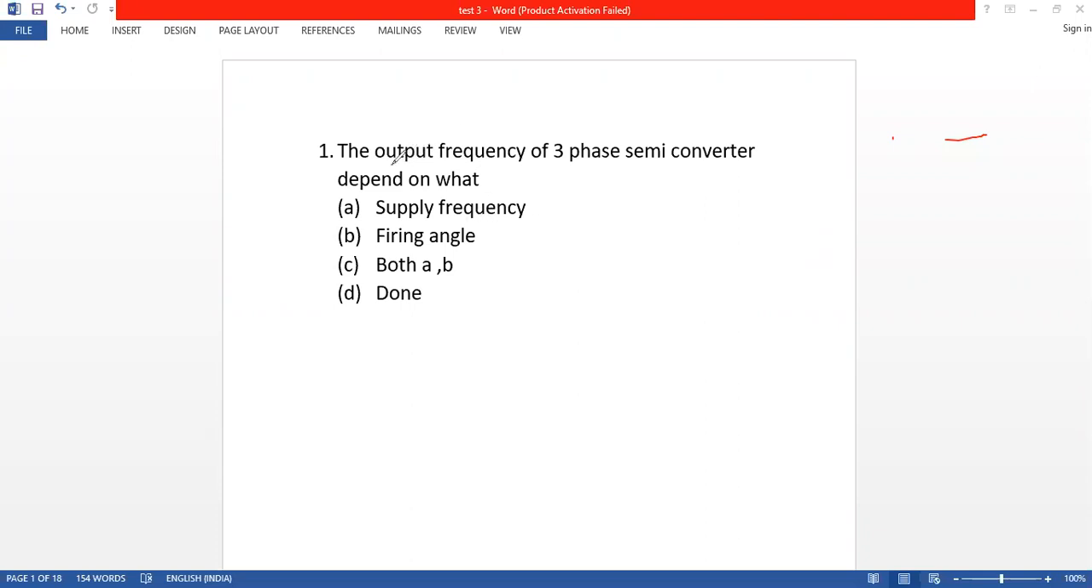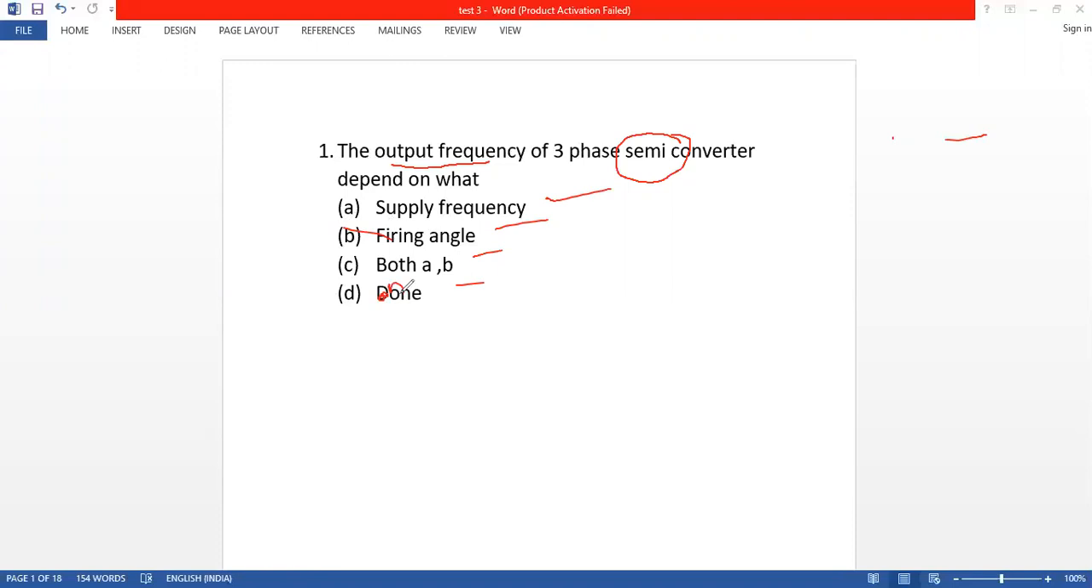The output frequency. Which frequency is it asking? The output frequency of a three-phase semi-converter. Observe what it is asking for the semi-converter: it depends upon what? A. Input frequency, B. Firing angle, C. Both, and D. None of the above. Okay friends, correct, this is N, none of the above.